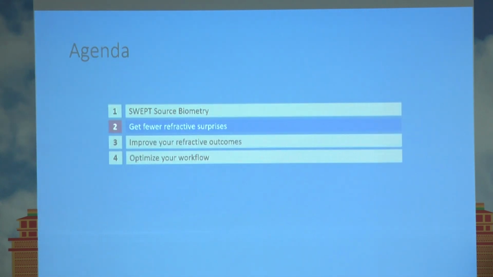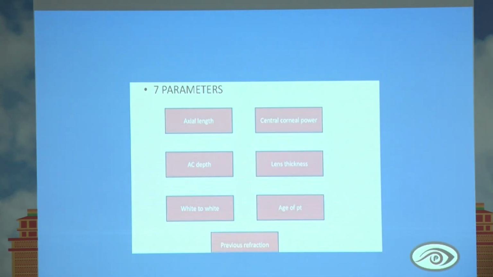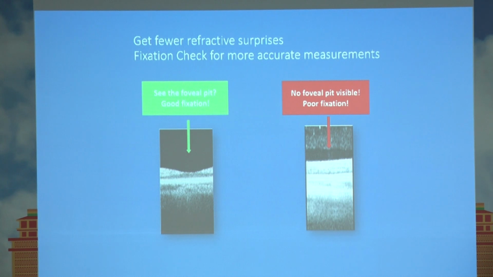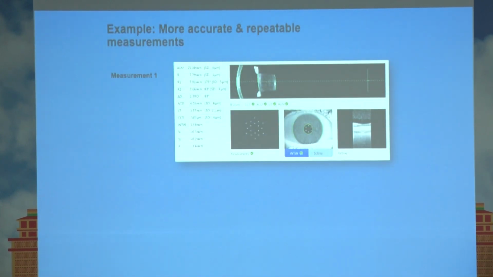I will not talk much about this, but very important, as I said, the parameters: axial length, central corneal power, lens thickness, AC depth, white to white, age of the patient. It takes the age of the patient, and also very important, previous refraction. So this is how it gives. If you see the foveal pit in green, that means there is good fixation. But if you cannot see the foveal pit, that means there is poor fixation.